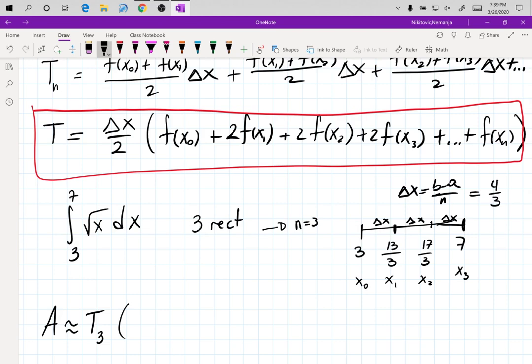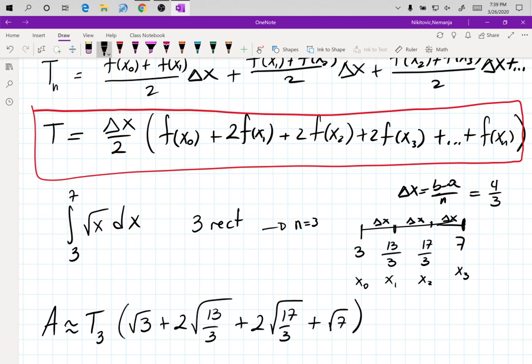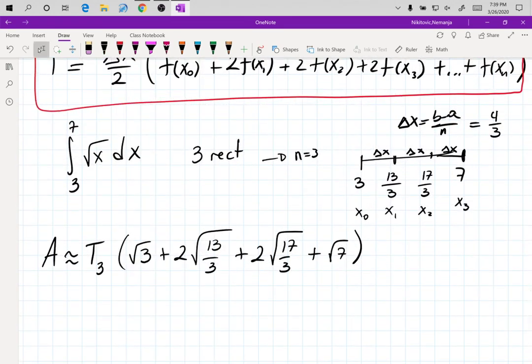And now I have f of x0. That's the square root of 3. Plus 2 times f of x1. That's square root of 13 over 3. Plus 2 times square root of 17 over 3. Plus square root of 7 single. The pattern is always 1, 2, 2, 1. So you can have 100 rectangles in between. Only the first one and the last one will have a coefficient of 1. All of the other ones in the middle will have 2.